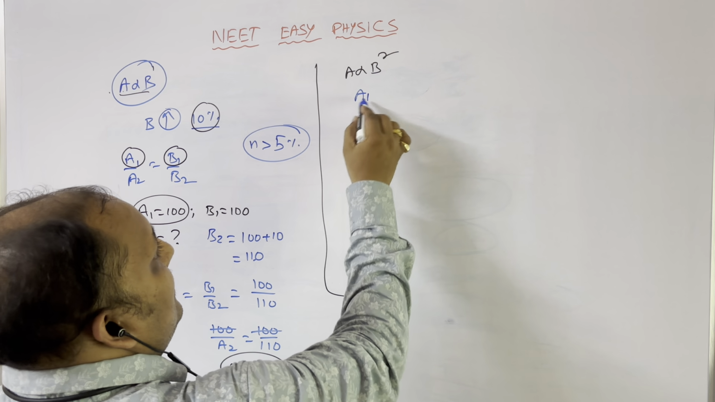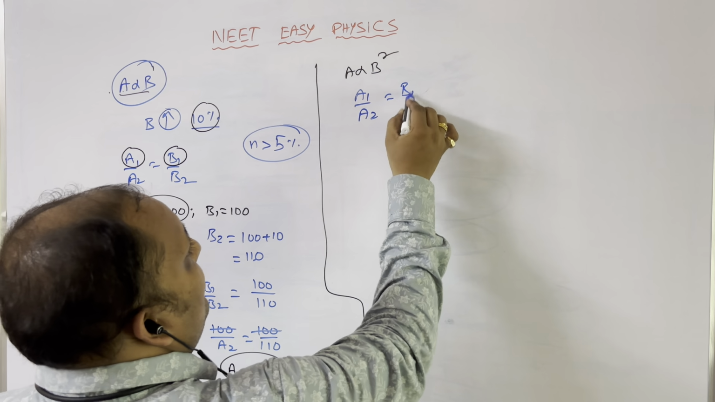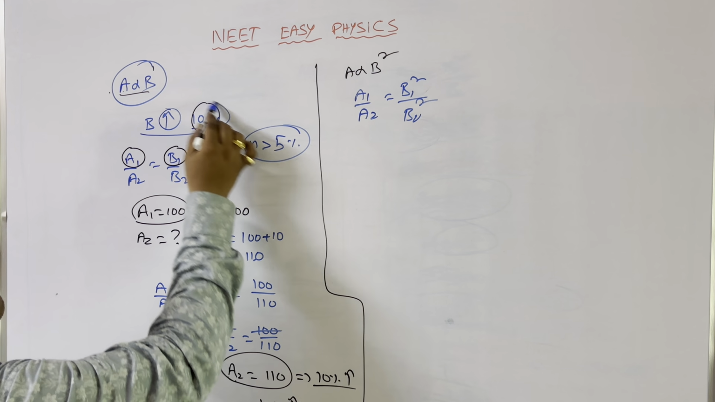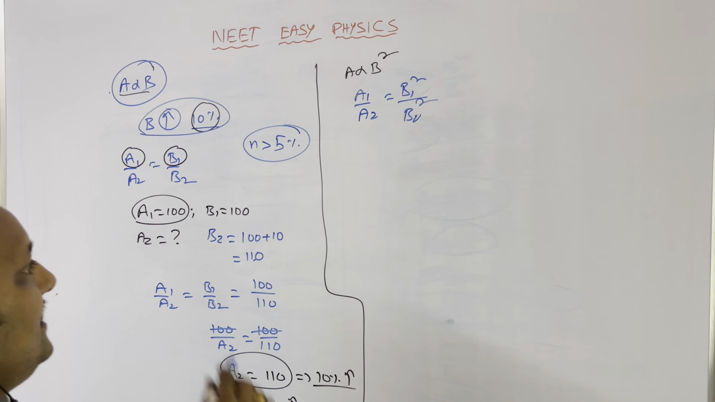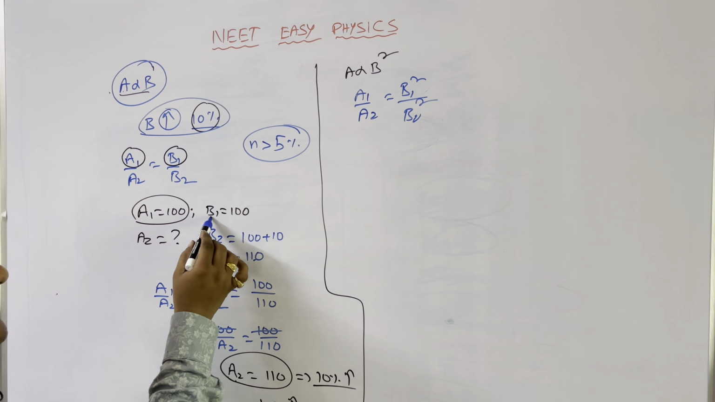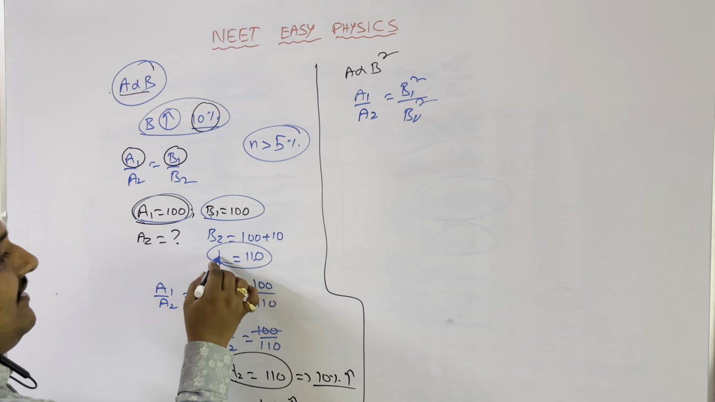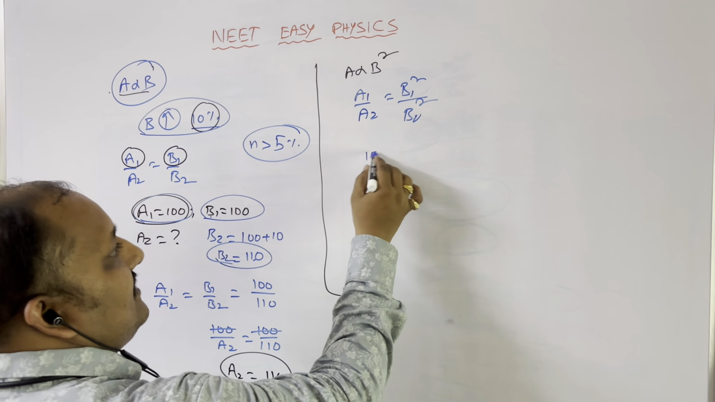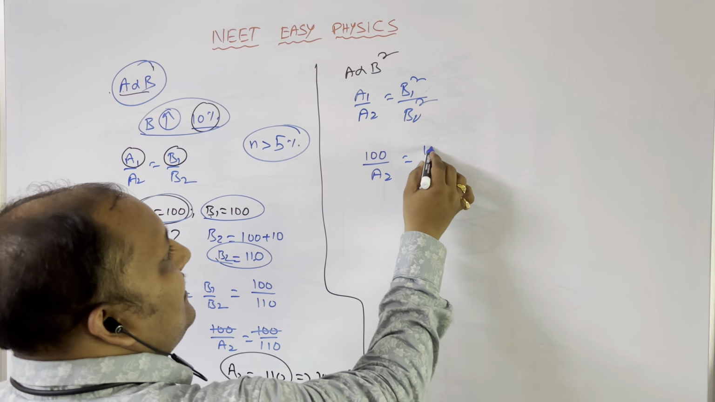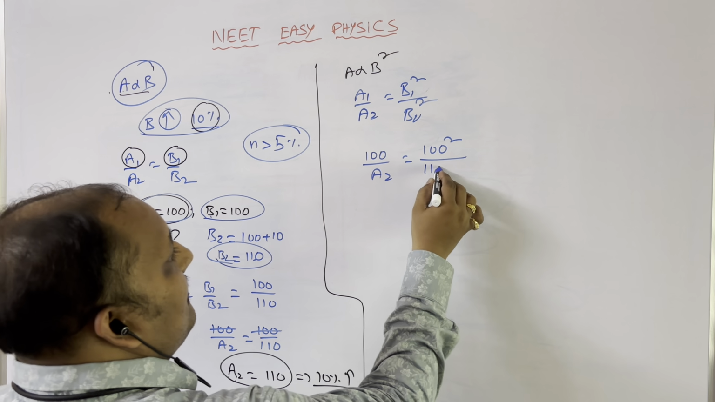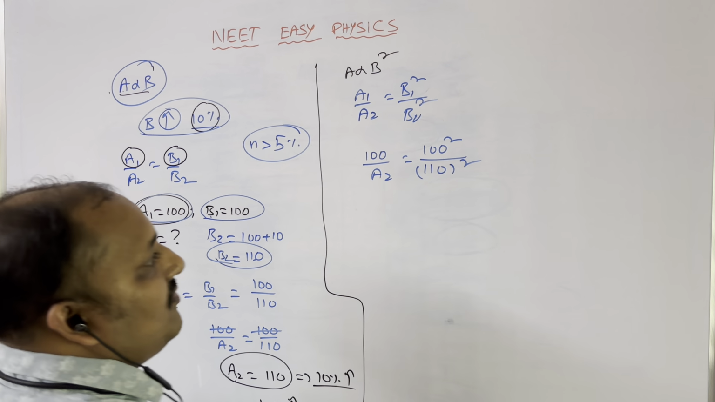Same question. A1 by A2 is equal to B1 square by B2 square. Now B increases 10%. Same, we are going to take B1 is 100, A1 is 100, B2 is 110. Substituting this: 100 by A2 is equal to 100 square by, what is B2 we got? Because 10% increased, 110 square.